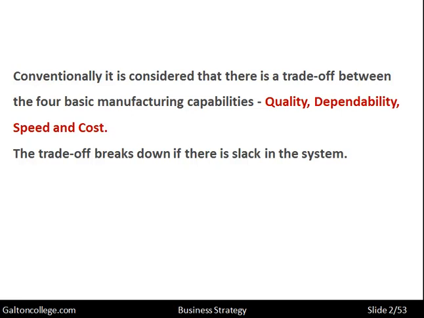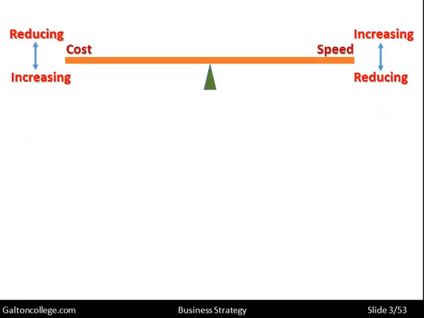The trade-off breaks down if there is slack in the system. If there is slack in the system, then we don't have a trade-off. We have the opportunity to increase perhaps quality and dependability. So if we have slack, as we'll see later, we have the facility to perhaps increase both. But generally speaking, it's a trade-off. The more of one, the less of the other. Let's see how that works.